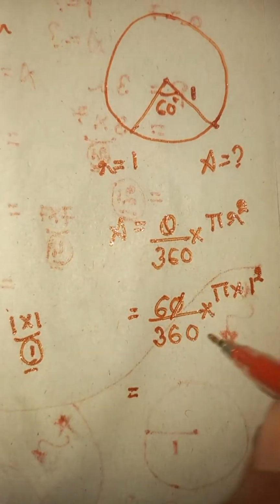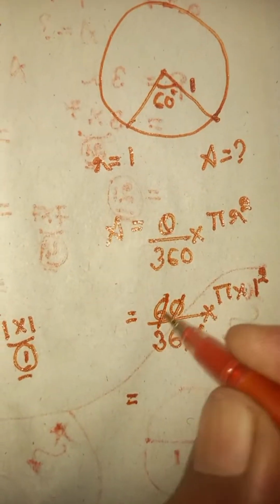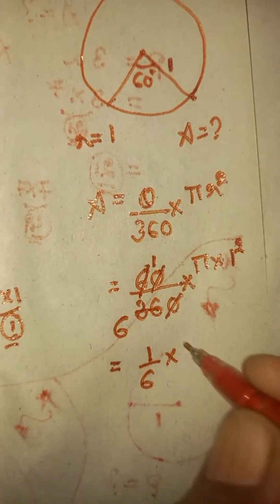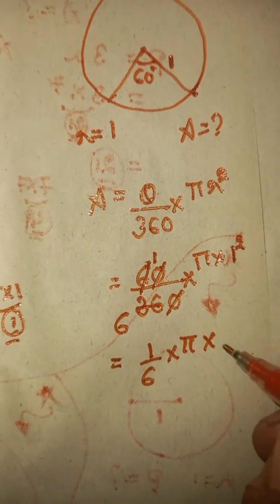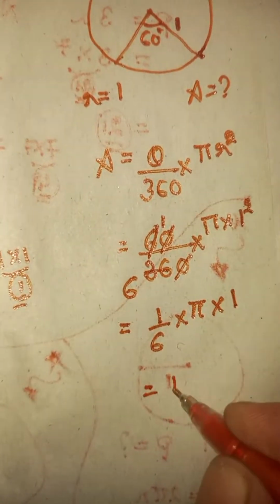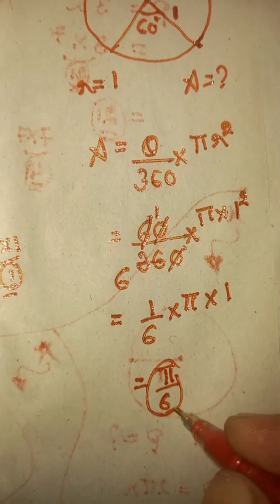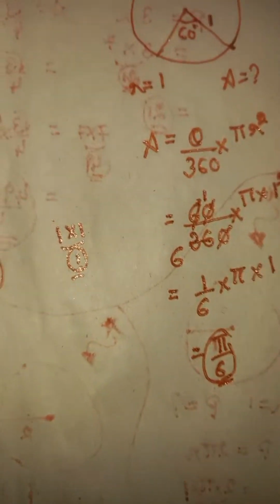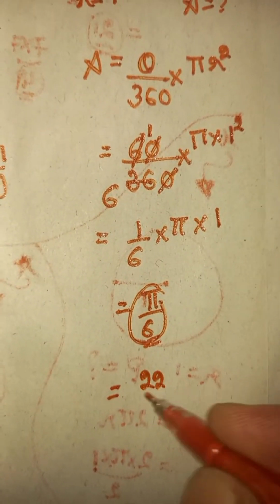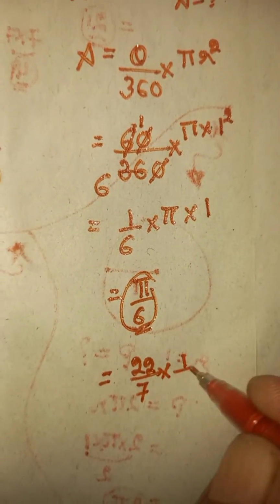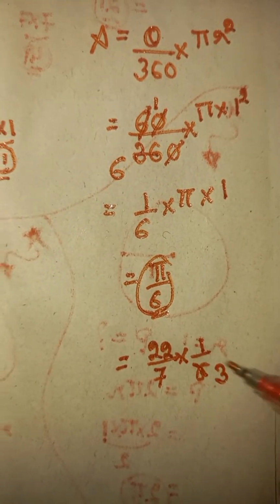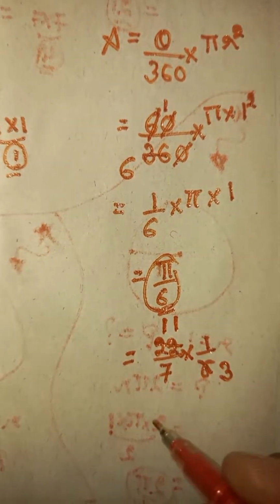You can divide by 10 on both. 6 1 times 6 times is 36. So 1 by 6 times pi times 1 square, which is 1. So this is equal to pi by 6 square units. Or you can simplify this, pi being 22 by 7, times 1 by 6, with 6 in the denominator. You can divide by 2: 2 3 times, 2 1 times, 1 times.